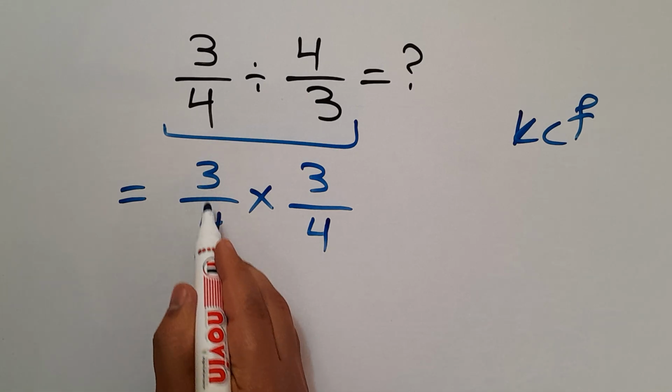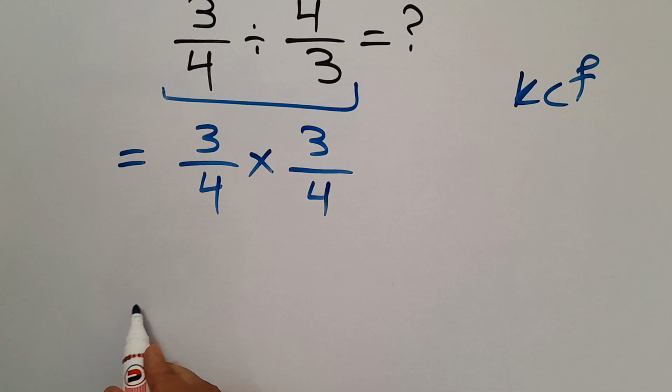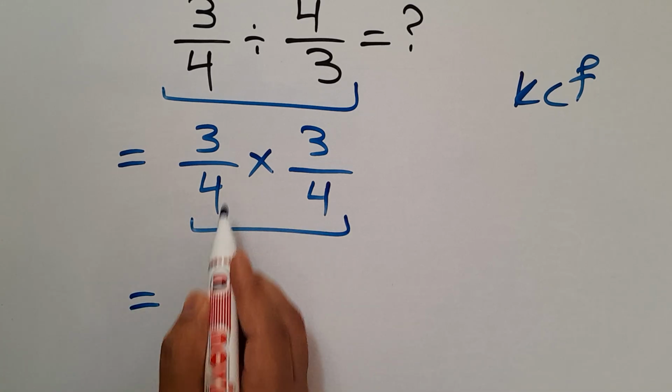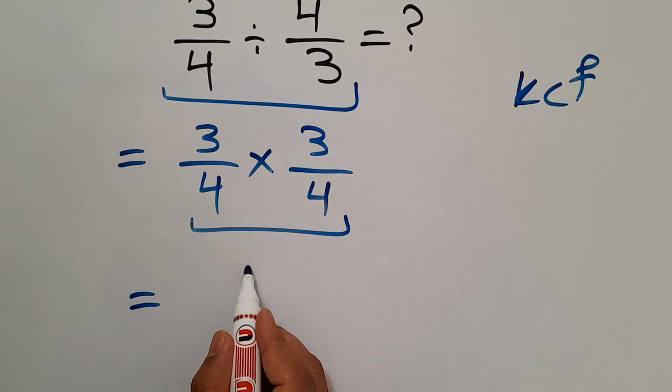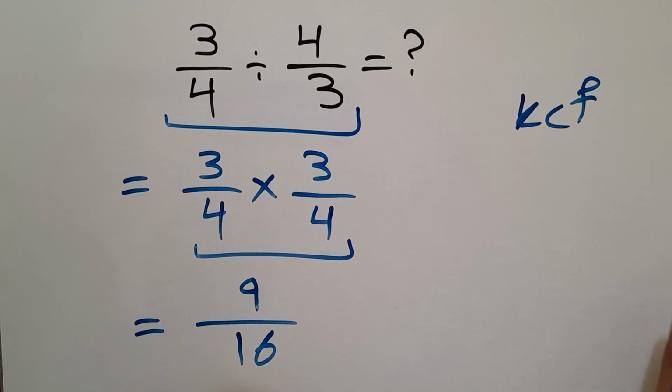And 3 over 4 times 3 over 4 equals 3 times 3 gives us 9 over 4 times 4 equals 16. So our final answer to this problem is just 9 over 16.